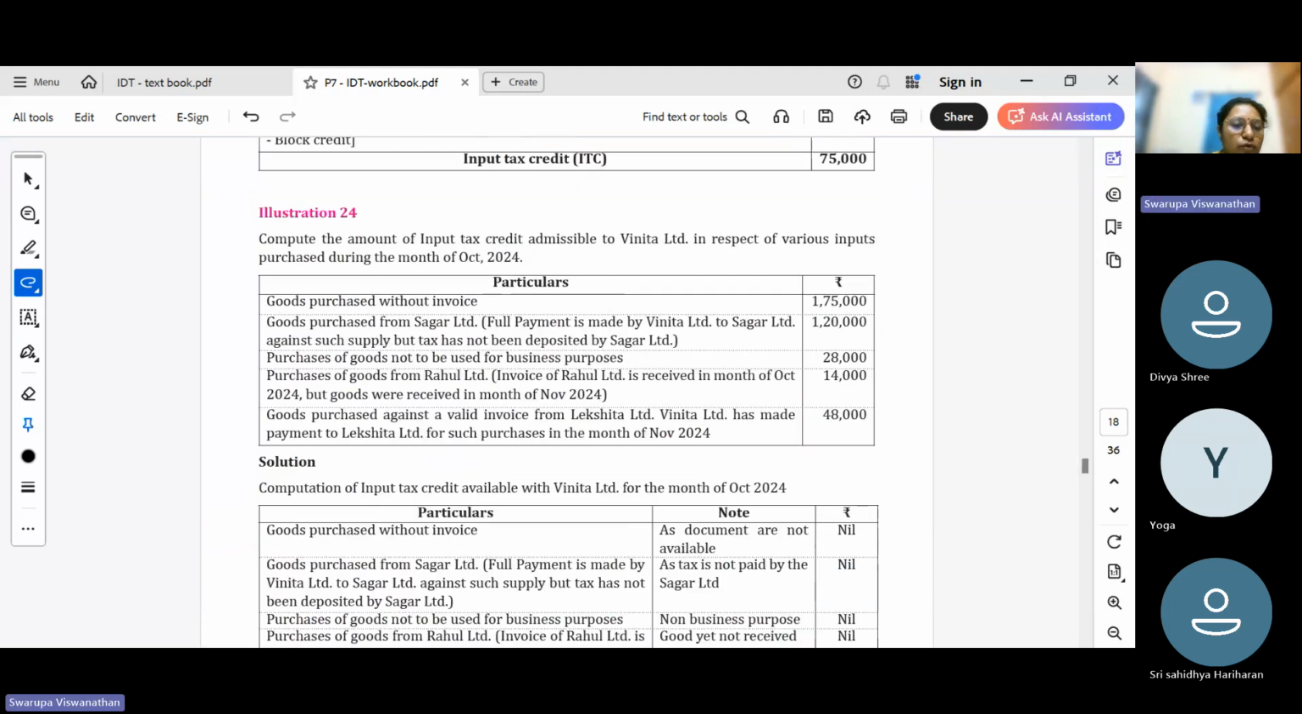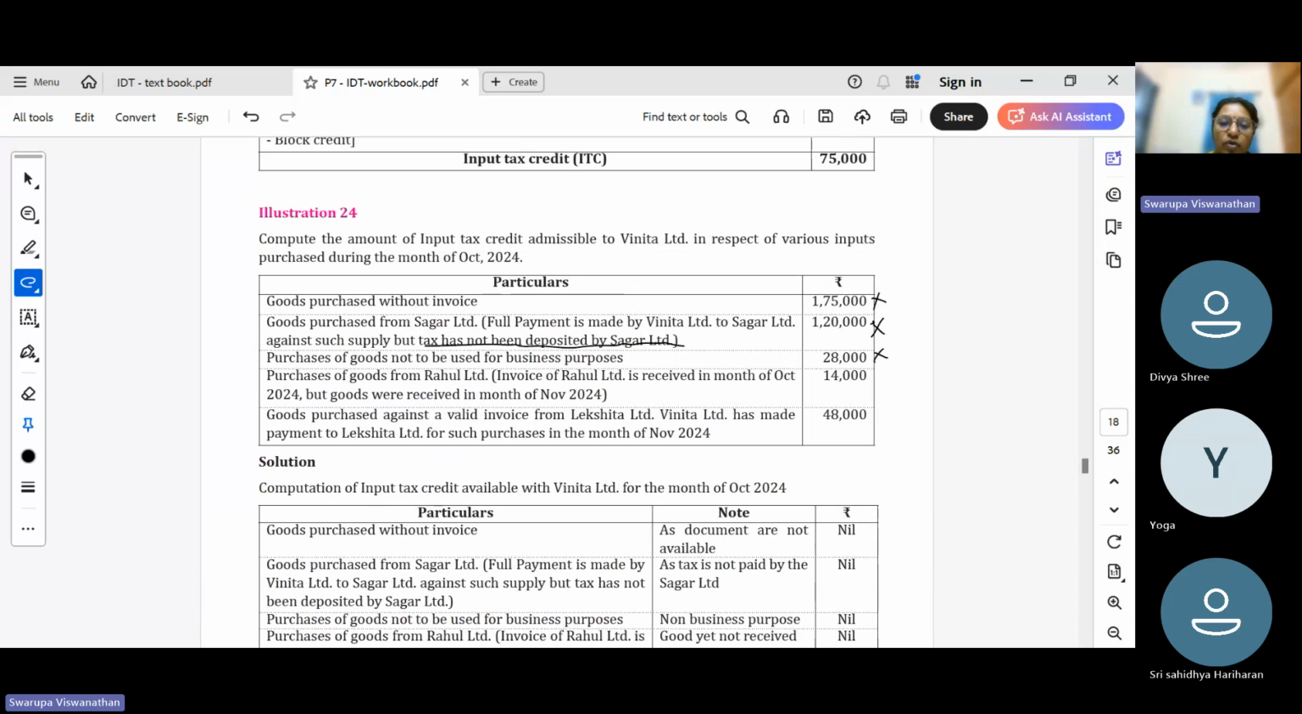One more question. Goods purchased without invoice. Without invoice, credit cannot be taken because you need invoice. Invoice is a mandatory condition. Goods purchased. Full payment is made by Vinita Limited to Sagar Limited against the supply, but tax is not deposited to the government. So that is one of the conditions to be satisfied. Tax is to be deposited with the government. So when you are aware that the tax is not deposited, credit cannot be availed. Purchases of goods not used for business purpose. Again, credit cannot be availed.